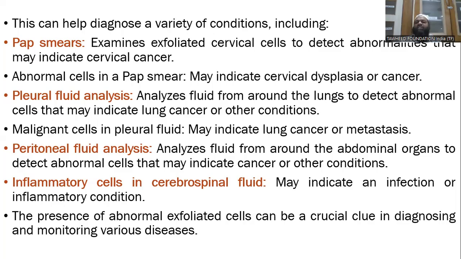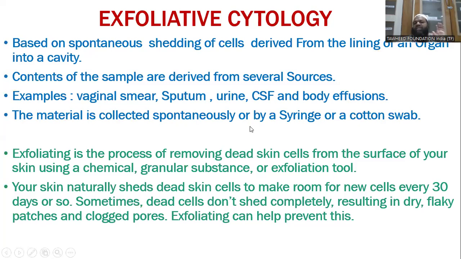So again, exfoliated cells, as we discussed before. What is exfoliation? Exfoliation is the process of removing dead cells from the surface of any organ like the vaginal cervix, lungs, and other urinary tract parts. Coming to CSF, in CSF itself we can see different types of cells. And coming to other body effusions like peritoneal and pleural, there also you can sometimes see exfoliated cells.